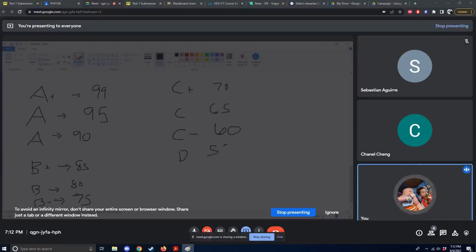D is 55 and F is 50. I think this is what it is. So when I curve you guys, I curve you to the letter. If you get a certain percentage around the average, you can get curved to an A or a B or a C plus, whatever, and then you're given one letter grade.